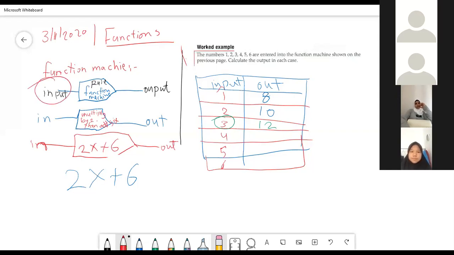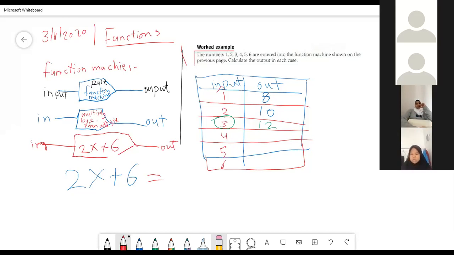The input is x, and the output is the result from this rule. For example, if the input is 1, what will be the output? We are going to make x equal 1 if our input is 1. So the output will be 8. Why? Because 2 times 1 plus 6 equals 8.